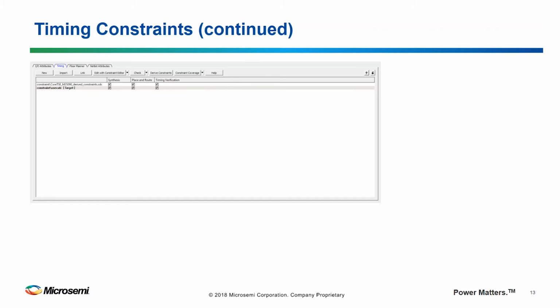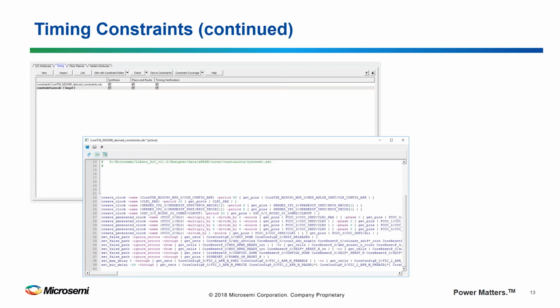So if you wanted to over constrain for synthesis and for place and route, for example, you could have certain timing constraints just for those steps in the design flow, and then have a third constraint file that has your exact timing requirements when you do your timing verification, so you can make sure that you're meeting all your timing objectives.